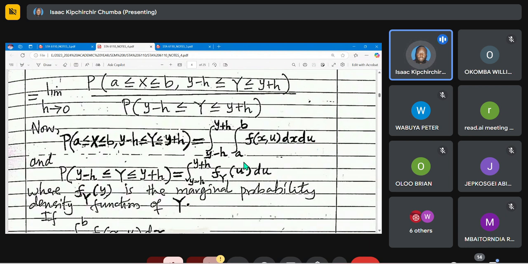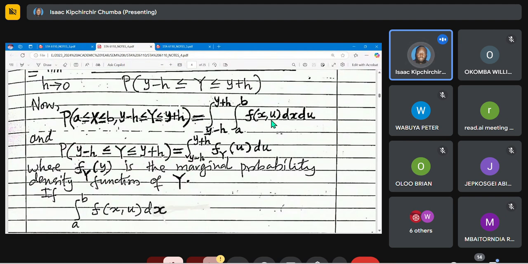Now, because the limits are in terms of Y, we cannot write the joint in terms of Y. Use another variable different from Y. You can now see I'm saying f of x, u, where Y was sitting, it is now u. Just for it to make sense, we cannot say f of x, y where the limits are in terms of y. So we say f of x, u, dx du. So we integrate over x, the limits of x are a to b, and then integrate with respect to u, the limits are from y minus h to y plus h.